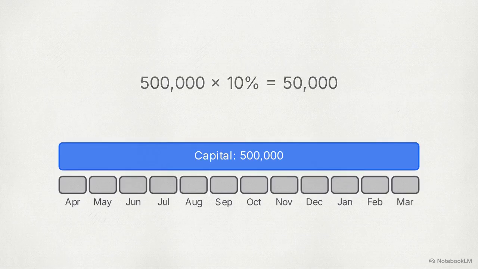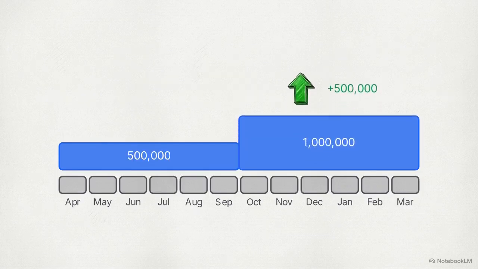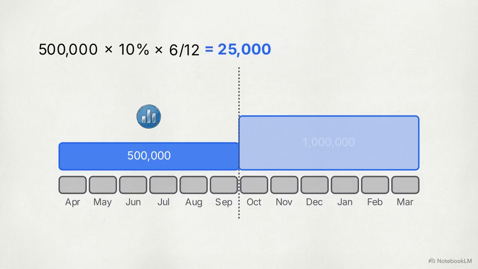However, capital balances often fluctuate. If that same partner injects an additional $500,000 exactly 6 months into the year, the timeline fractures. We must now calculate the interest in two distinct stages. For the first 6 months, the firm only had access to the original $500,000. We multiply $500,000 by 10% and then apply a time fraction of 6/12. This yields $25,000 in interest for the first half of the year.